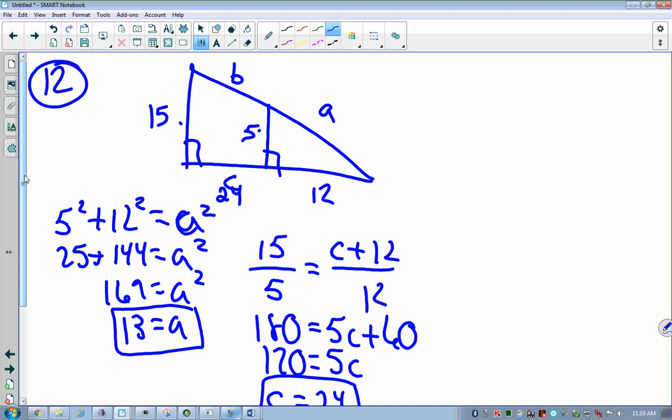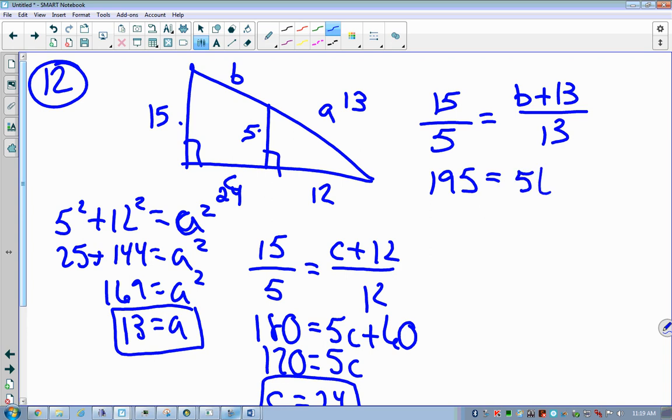Okay, at this point we could do a couple different things because we know that this is 13. Let's say 15 over 5 equals, let's see, if we're doing 15 over 5 and we want to solve for B, we're going to do B plus 13 over 13. Okay? So what's 15 times 13? 195. Is that right? Yes? Okay, cool.